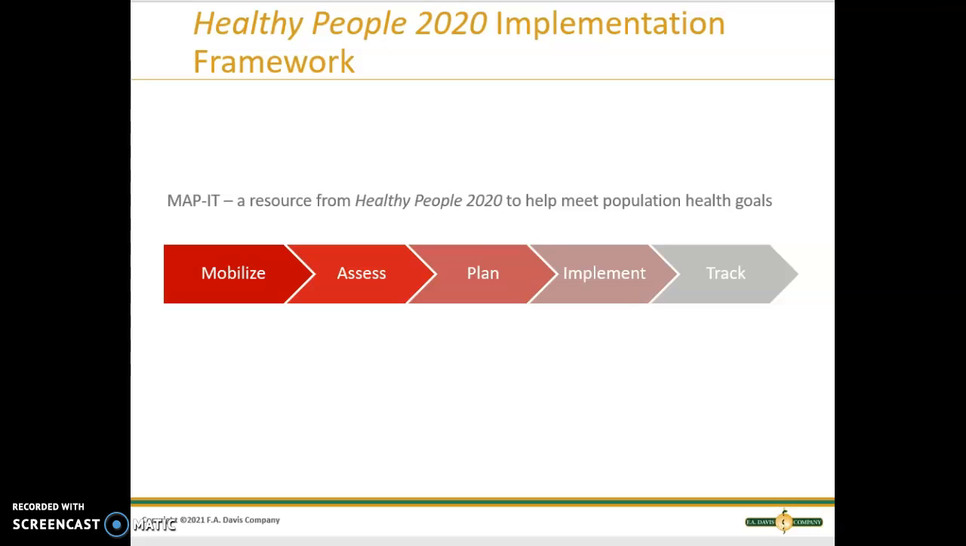Healthy People 2020 developed a framework that helps you track the information from beginning to end. It's called MAP-IT, and the information regarding MAP-IT is within Chapter 2. This is a resource from Healthy People 2020 that helps us meet population health goals. So it begins with mobilizing, assessing, planning, implementing, and then finally tracking the data.